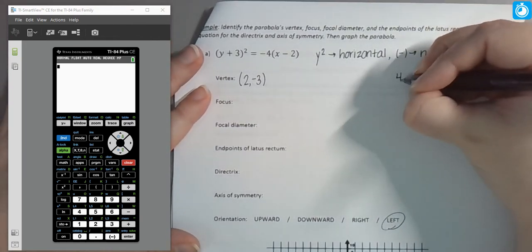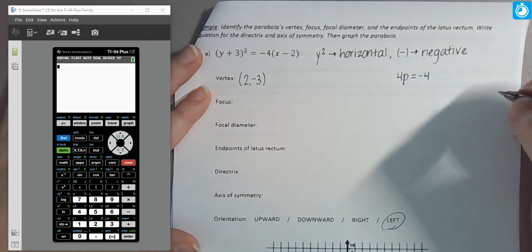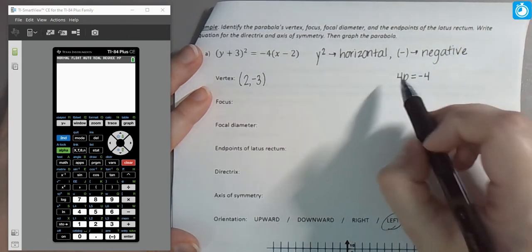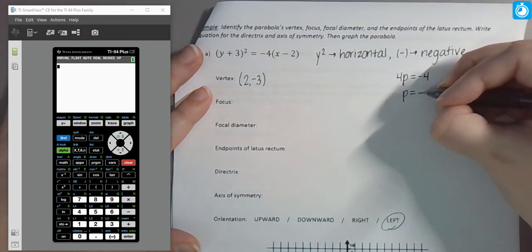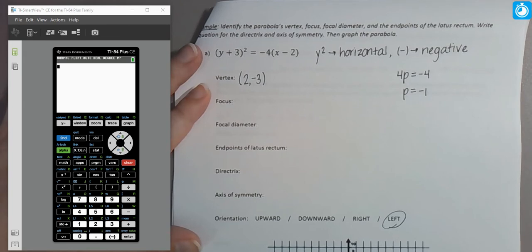So we know that 4P is equal to -4, which means that P is equal to -4 divided by 4, which is going to be -1. And remember, the signs are going to take care of themselves. So just using the sign we already have for P, that's going to take care of itself in terms of adjusting the location for the focus and for the directrix.